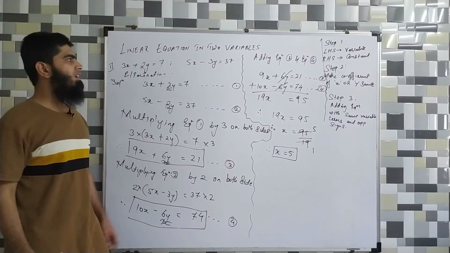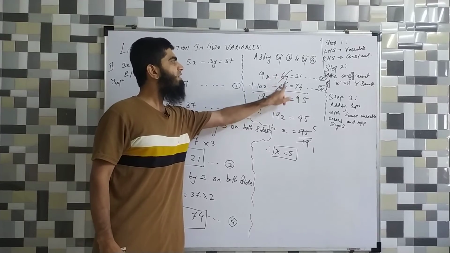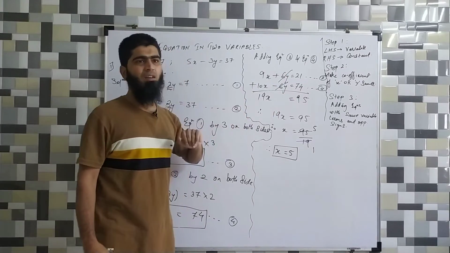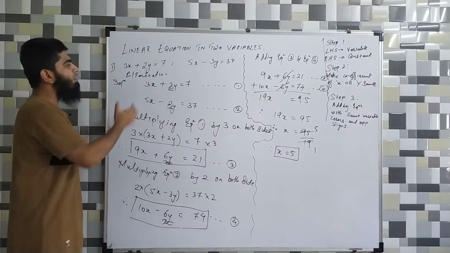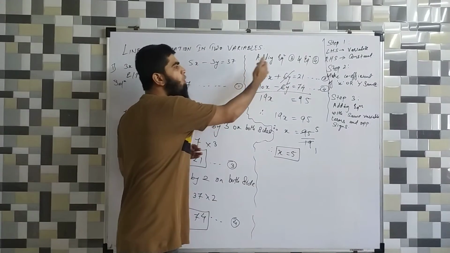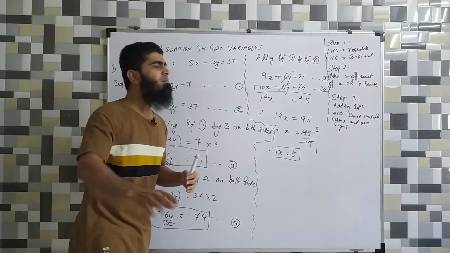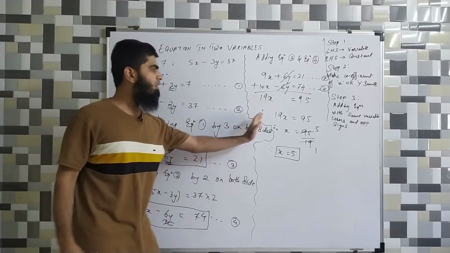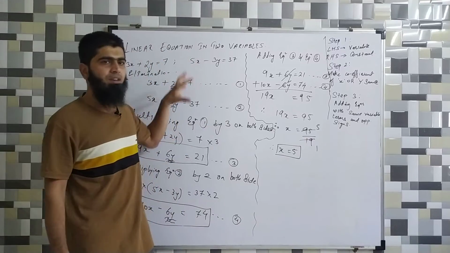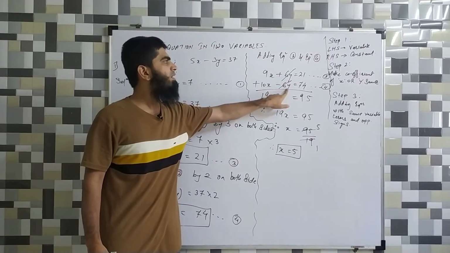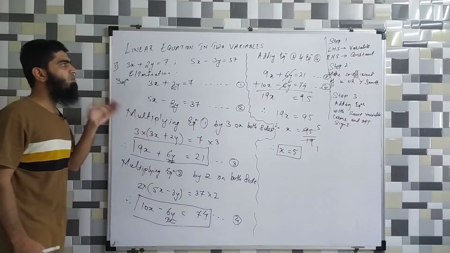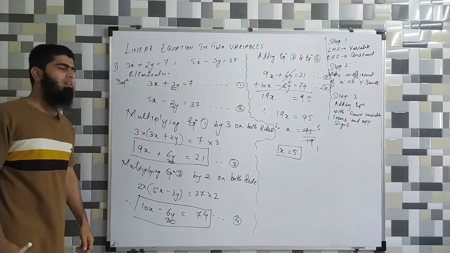So basically we have eliminated the variable y while adding the equations, and hence this method is called the elimination method. That means either x or y is eliminated from the equation and we got the value of x. Is this clear? Understood? In our particular example, we have eliminated which variable? Y. Hence this method is called the method of elimination.